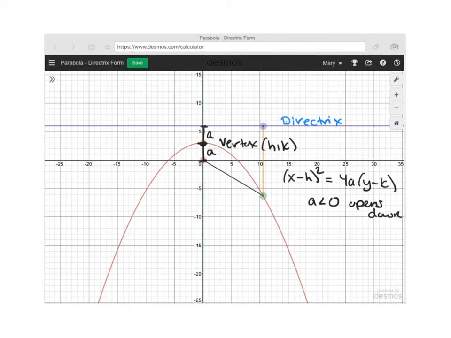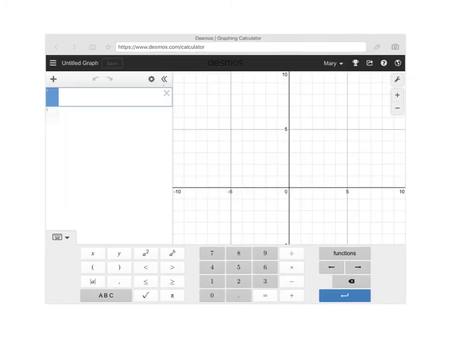And if our a had happened to be positive, then this parabola would open up. Okay, let me show you one more slide before we start a new example.